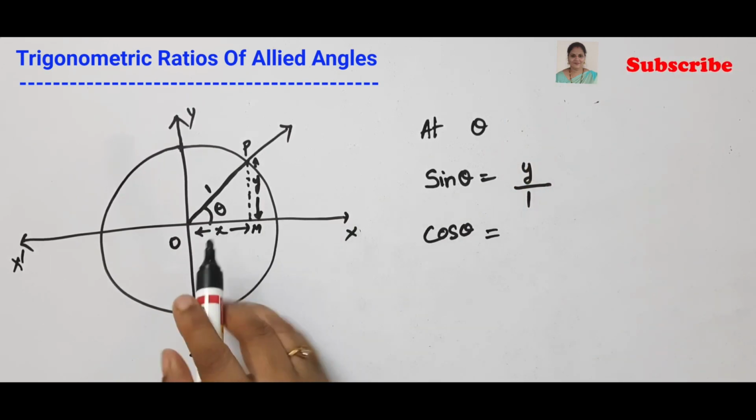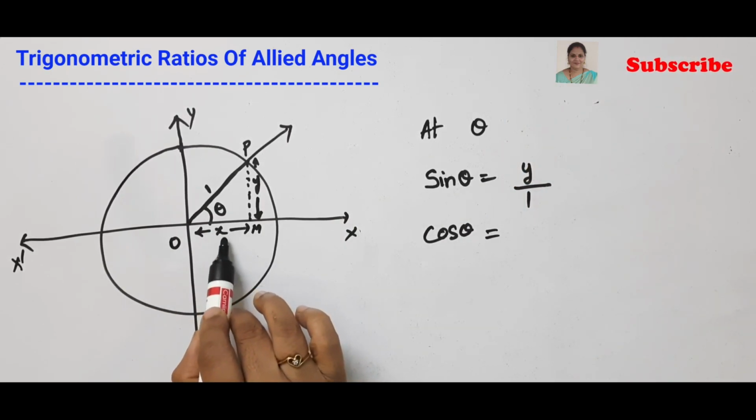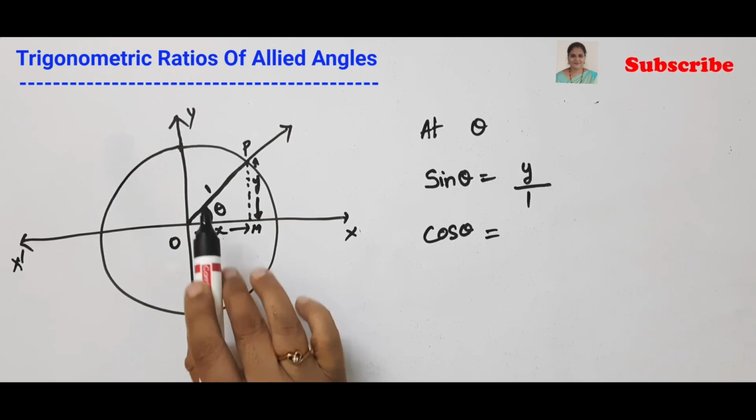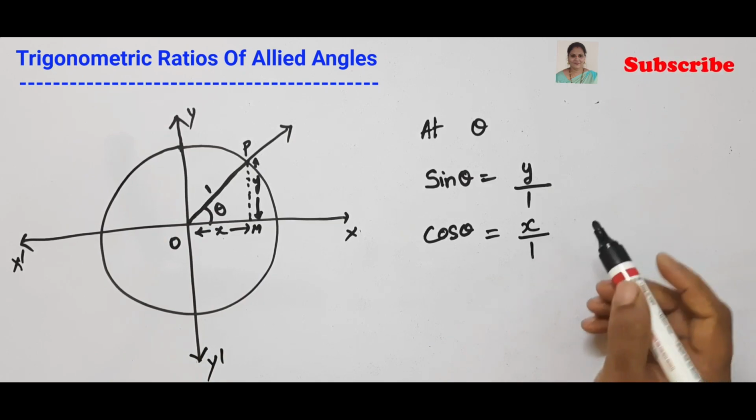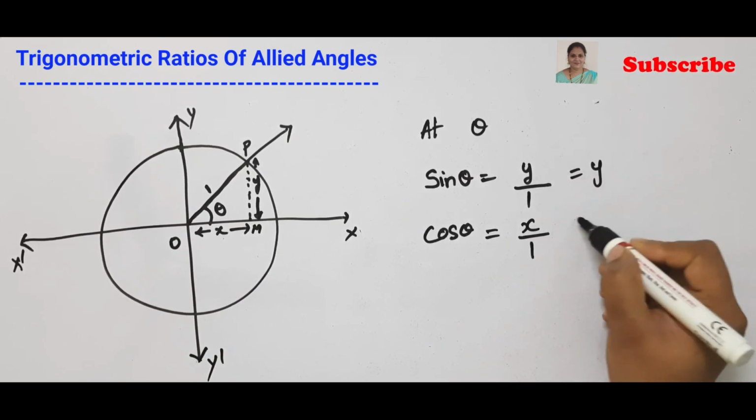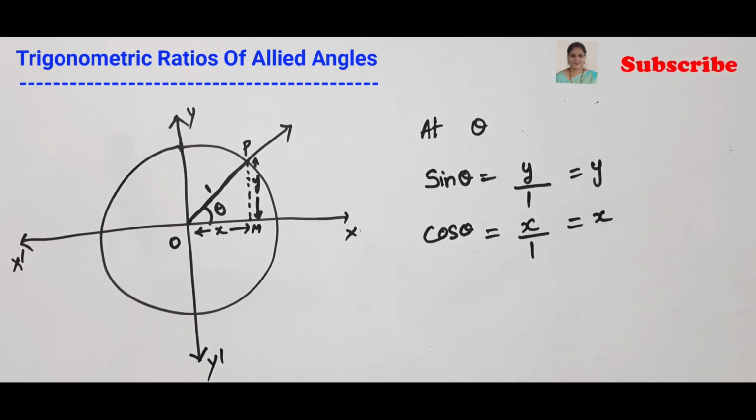Cos theta is nothing but adjacent side by hypotenuse. Adjacent side is x, by hypotenuse 1. So x by 1. Sine theta is equal to y, and cos theta is equal to x. We got sine theta and cos theta. Then we can easily calculate the remaining trigonometric ratios, is it not?